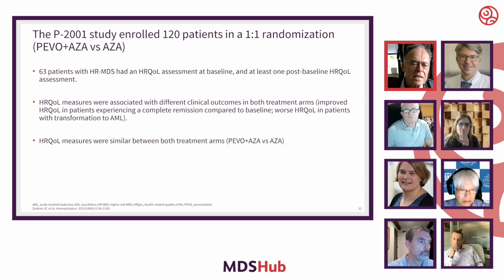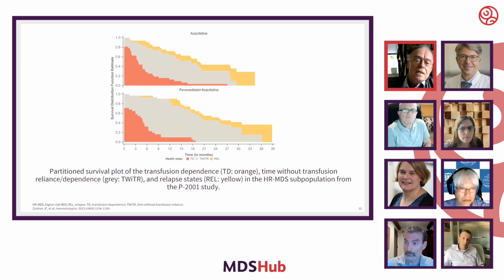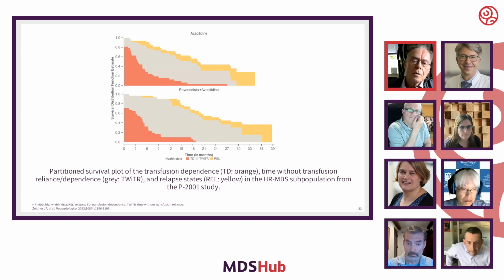The quality of life measures were associated with different clinical outcomes in both treatment arms, which means that an improved quality of life was seen in all patients experiencing a complete remission compared to baseline, and worse quality of life after transformation to AML. And the quality of life measures were similar in both treatment arms, so there was no difference. Next slide.